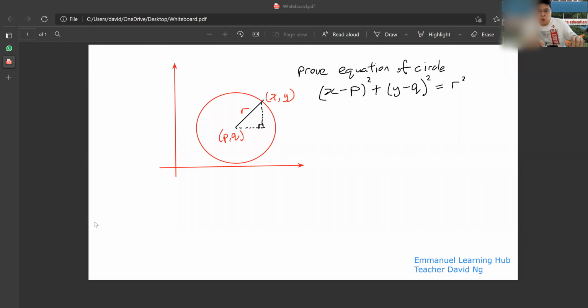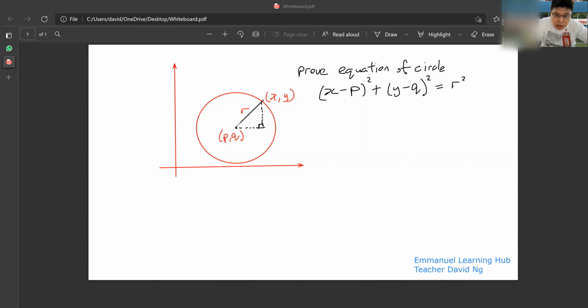Okay, I'm going to share with you how the equation for the circle is derived. I'm going to prove to you how the equation of a circle is (x - p)² + (y - q)² = r². Here you have a circle, red color circle. (p, q) is the coordinates for the center of the circle.